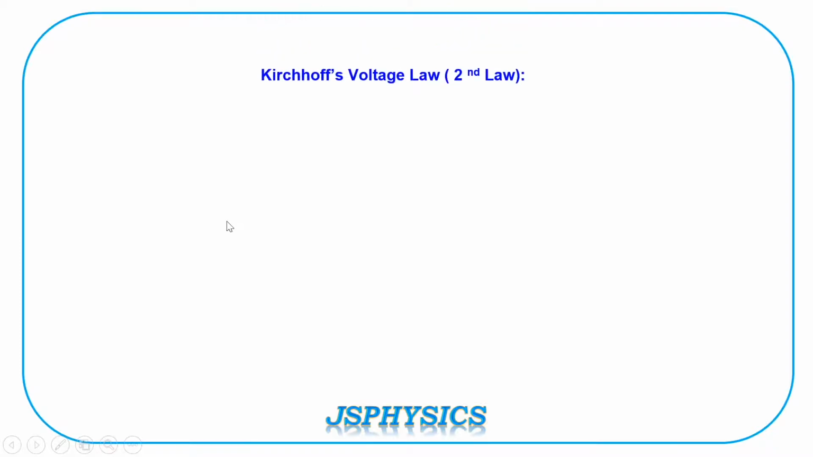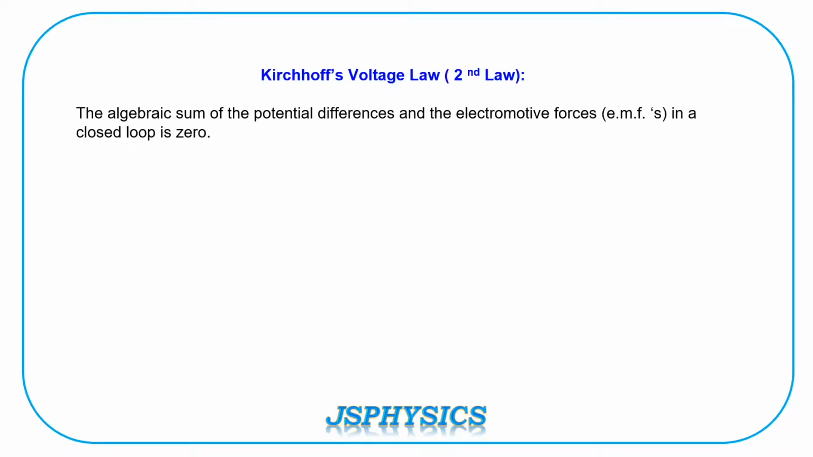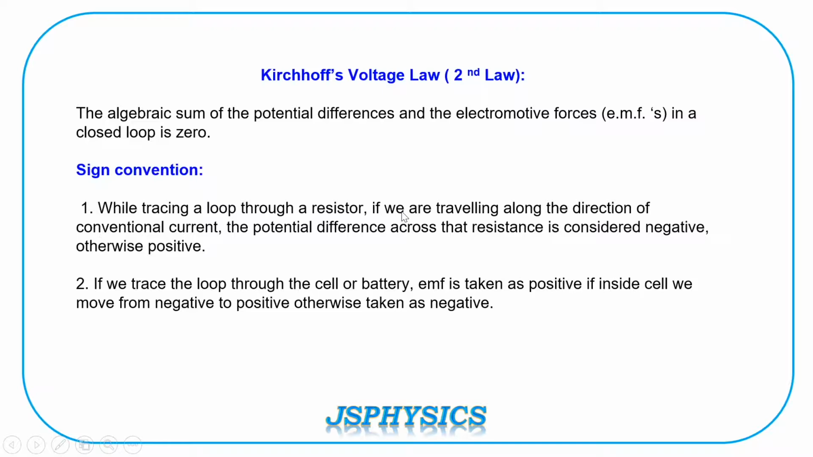Let us move to Kirchhoff's second law, also known as the voltage law. The algebraic sum of potential differences and EMF in a closed loop is 0. That means sigma IR plus sigma E is equal to 0. So how to apply it and what are the sign conventions? Let us see the sign convention.